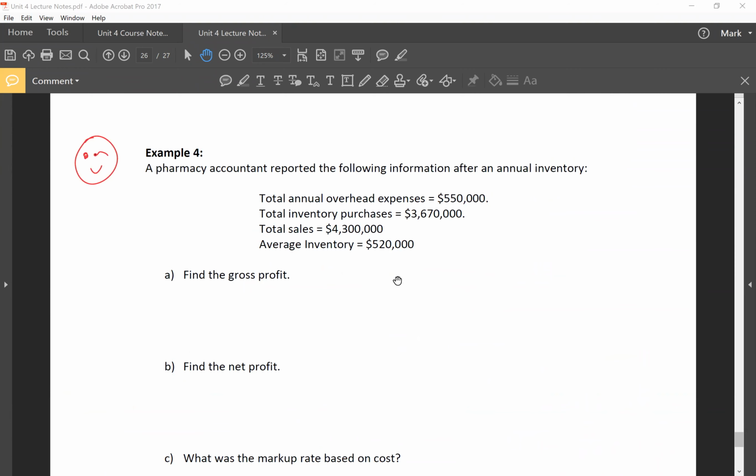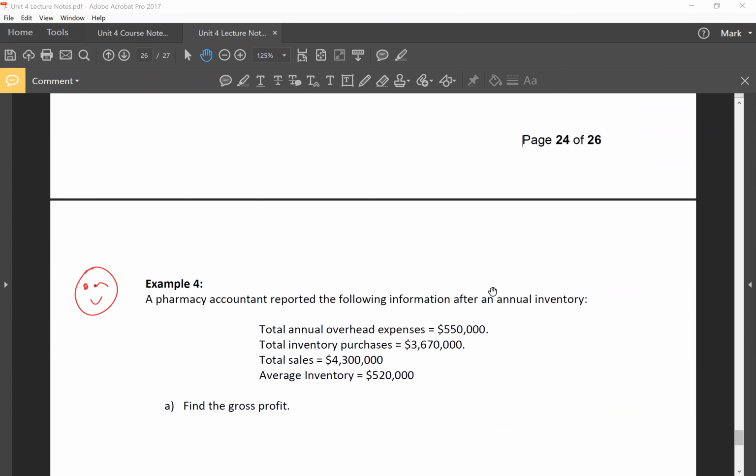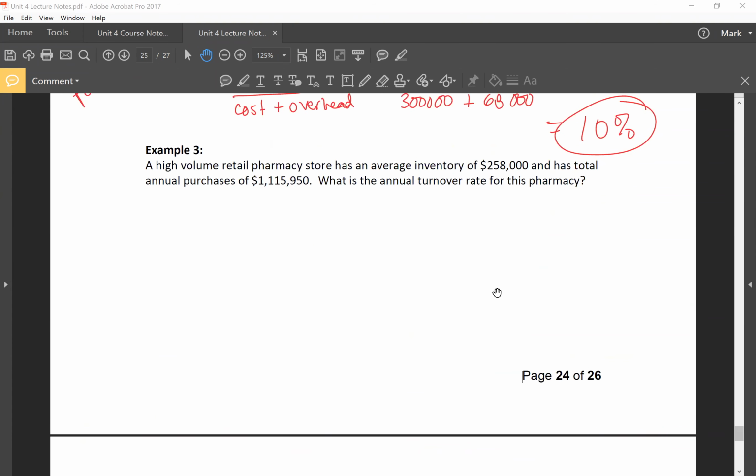All right, cool. So very quick example here, and then I want you guys to practice this one. This is a good final exam practice question. We'll look at the answer and then halas, okay? So example number 3, let's look at this one. A high volume retail pharmacy store has an average inventory of 258,000. It has total annual purchases of over $1 million. What is the annual turnover rate?